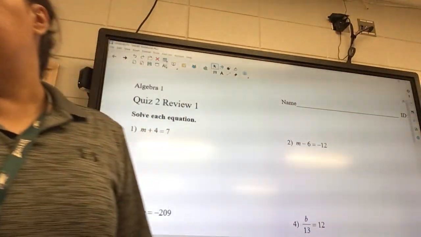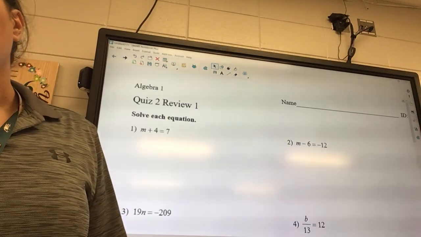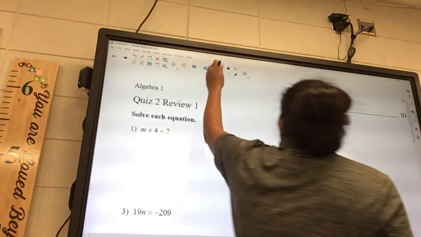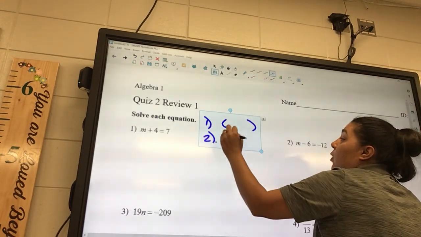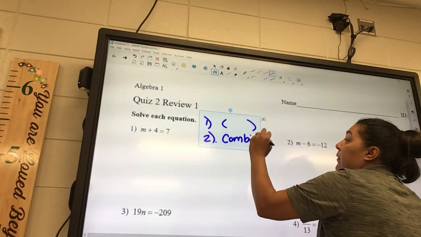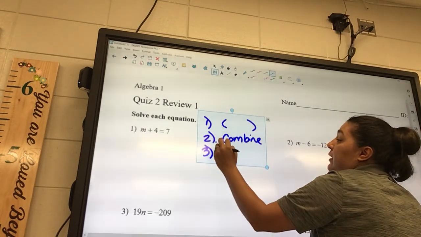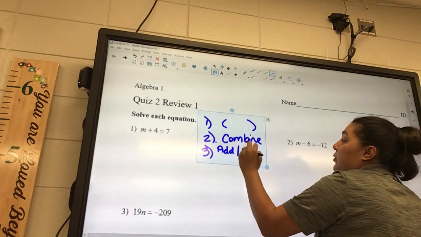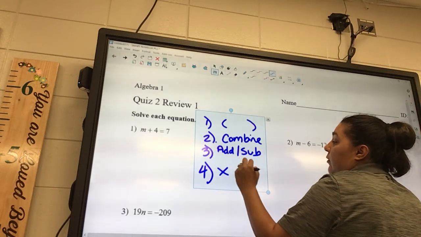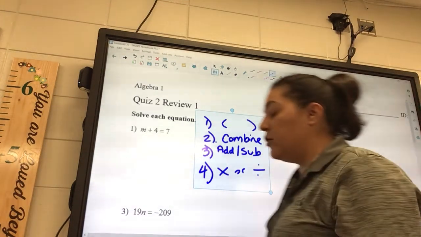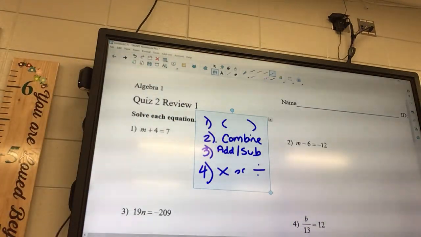Okay, so if we look at number 1, 1 through 10 are all just solving, okay? And I'm gonna write the steps. Your first step is always parentheses. Your second step is always gonna be to combine. Your third is always gonna be to add or subtract. And then your fourth is always gonna be to multiply or divide. Those are the general steps as far as the length of all of these problems. So if you need those, put them down. If you don't, that's okay.